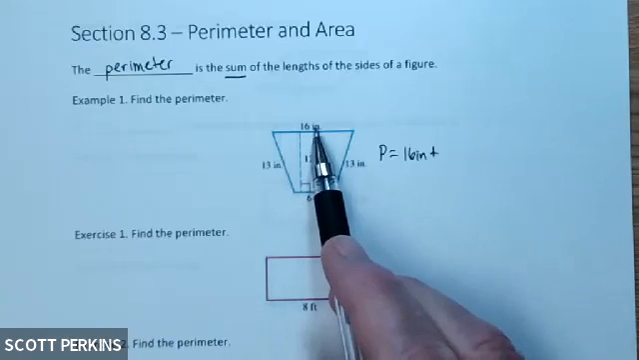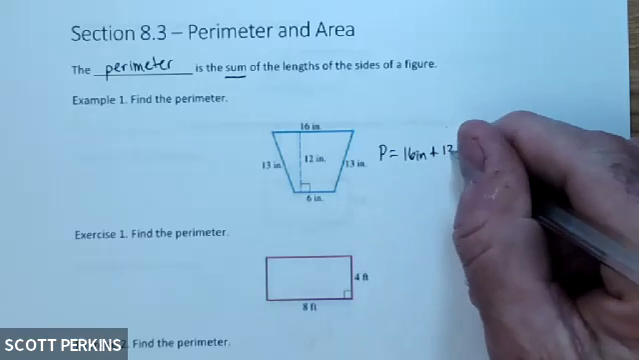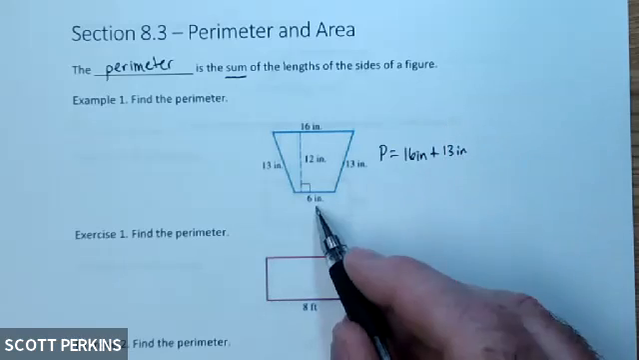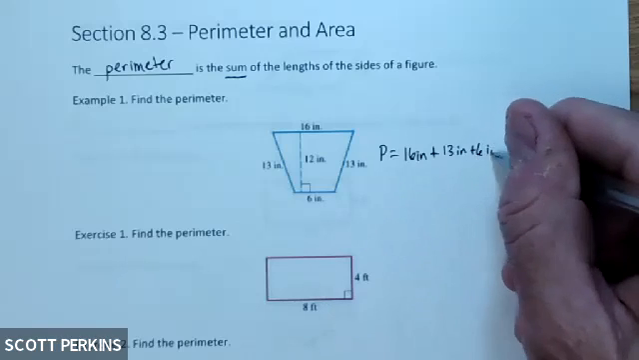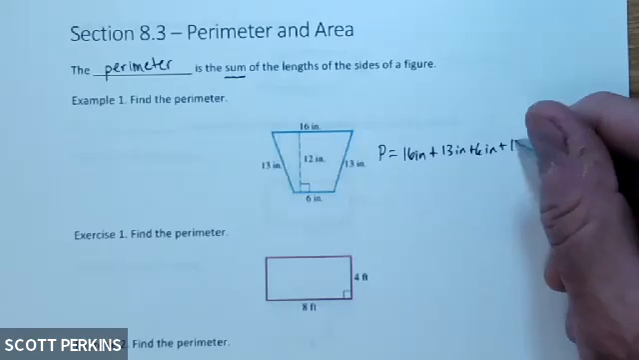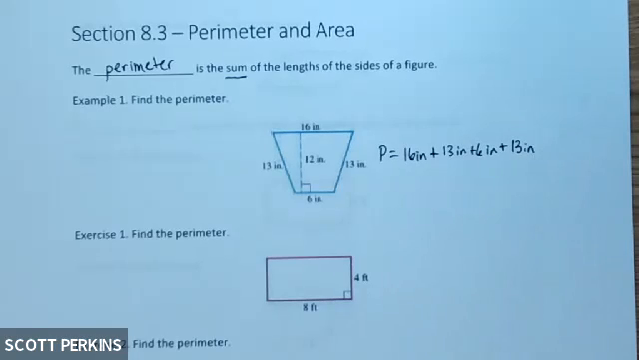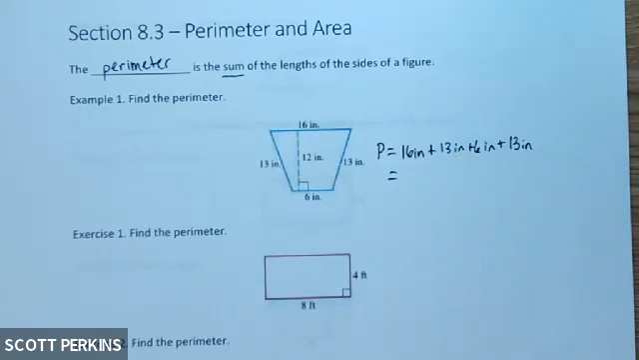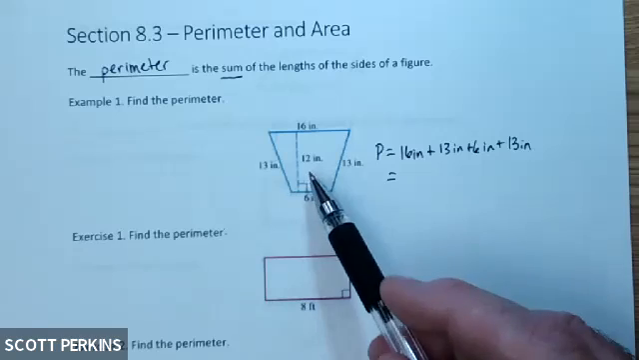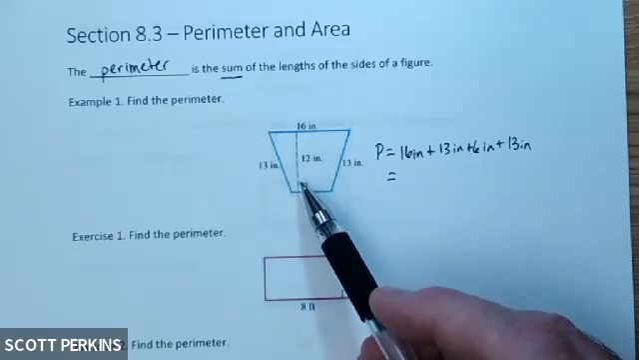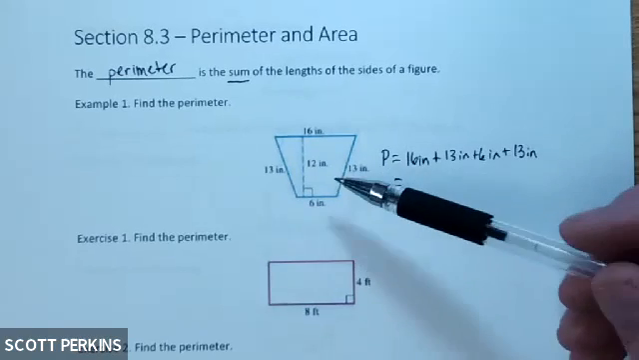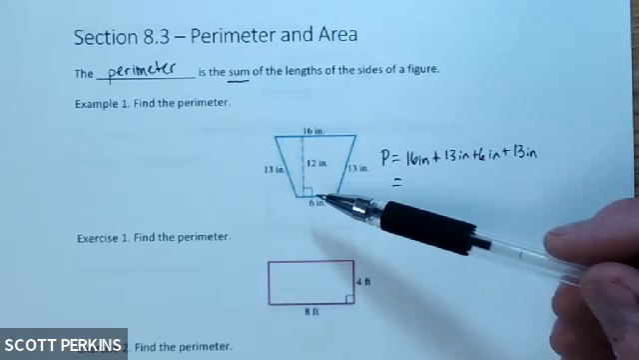So 16, you're right, plus 13. I'm going to use my units, then 6. And then plus 13. It does not matter what order you add these things in. I went in a little bit of a different order than was told to me. I wasn't trying to be contrary or anything like that. Why is the 12 not included, you might be asking? Well, that is something that we'll use in a different problem later.